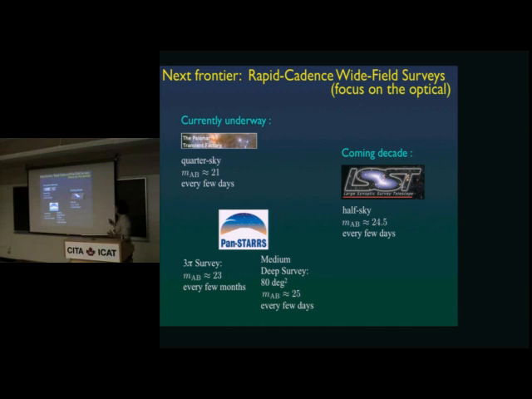And then in the coming decade, we can look forward to the Large Synoptic Survey Telescope, LSST, which should combine depth, cadence, and spatial area to image half the sky down to magnitude 24.5 every few days. And so these are going to revolutionize what we know about transients. And the question for tidal disruptions is, are they going to be important optical sources? Are we going to be able to learn about them based on these new optical transient surveys?